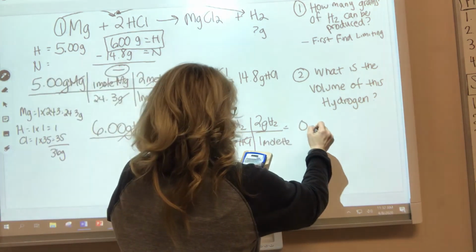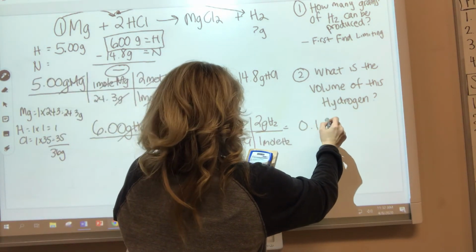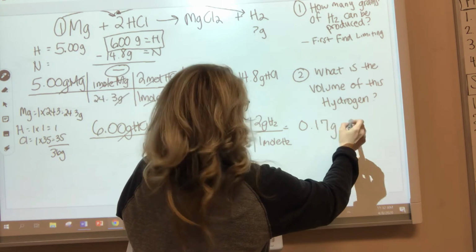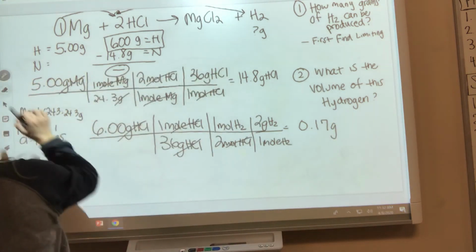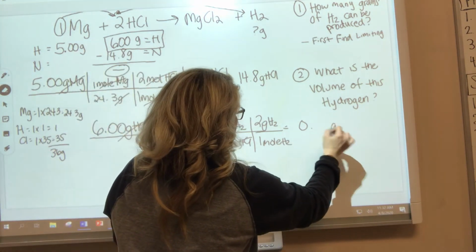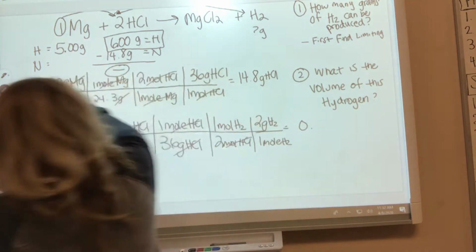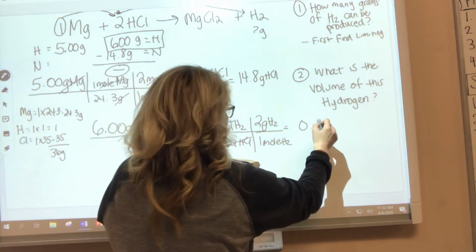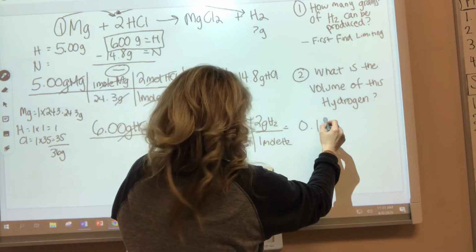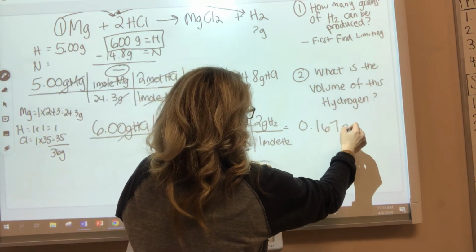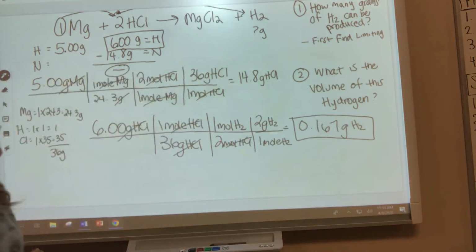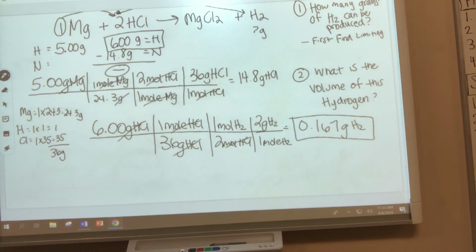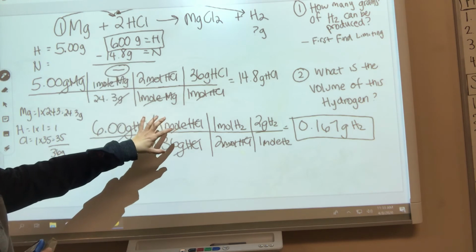It comes out to 0.17 grams. Actually, that's not right. Let's do that again. It comes out to 0.167 grams of hydrogen gas. Right? So I had to find the limiting factor before I could go to my product.